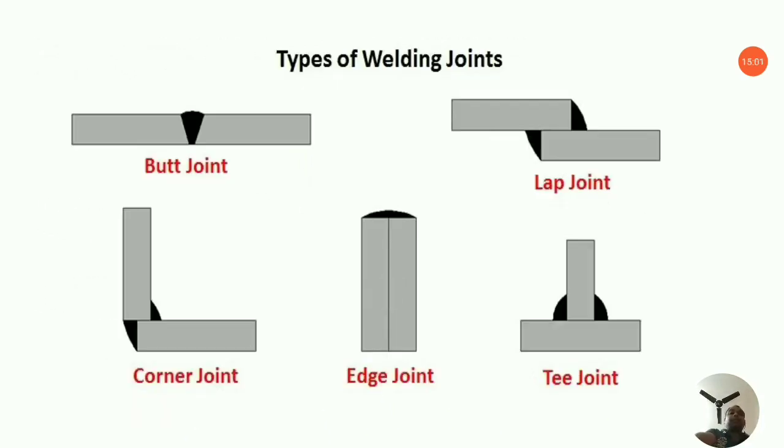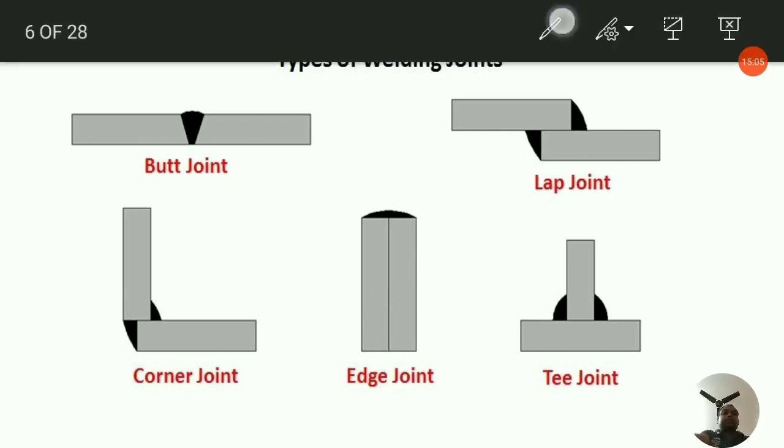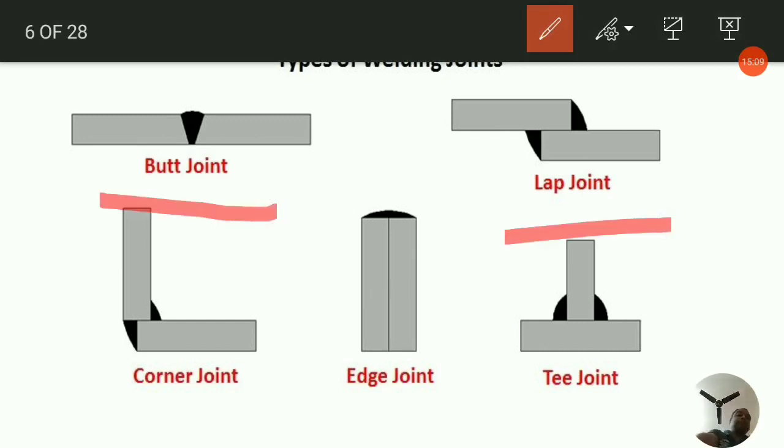Next is very important, the welding joints. These are the most common, the butt and lap joint. You might have heard in workshops. So actually what happens in a butt joint, they are being placed like this one, side by side, and welding is here only. Okay, so that is the butt joint.